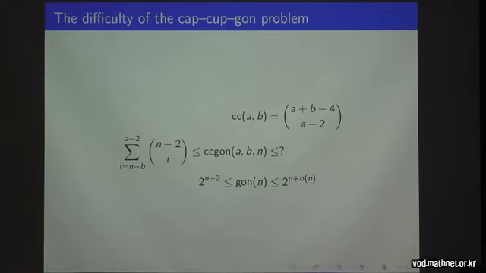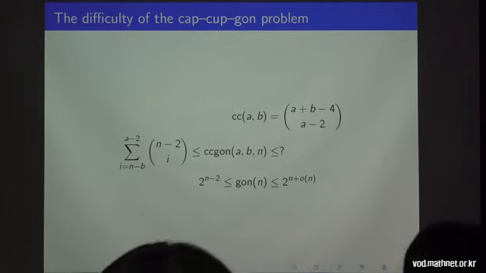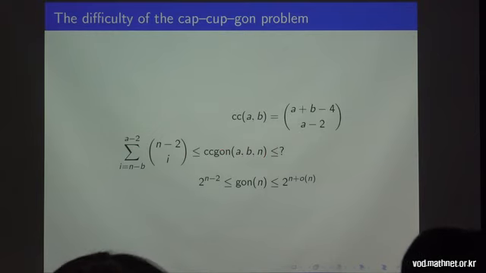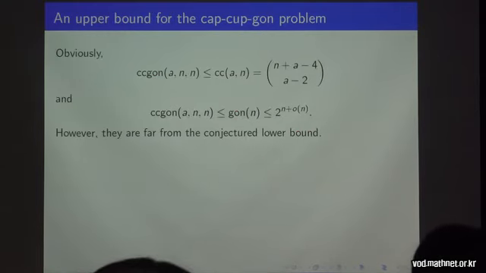So we have found the exact value of CC of a and b, which was done by Erdős-Szekeres, and we know that Andrew Suk has completely settled the n-gon problem by an asymptotic bound. We want to see if CC-gon of a, b, and n can be approximated by an upper bound. Obviously we have the easy upper bound of CC-gon, but it is far from the conjectured lower bound.